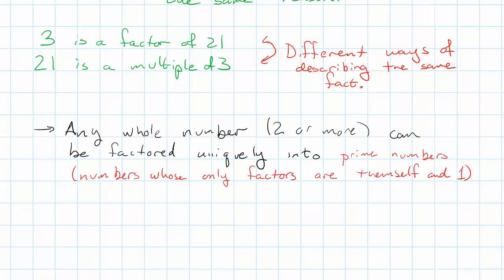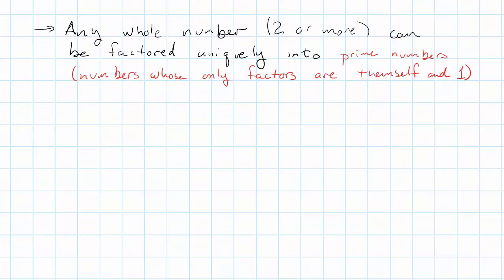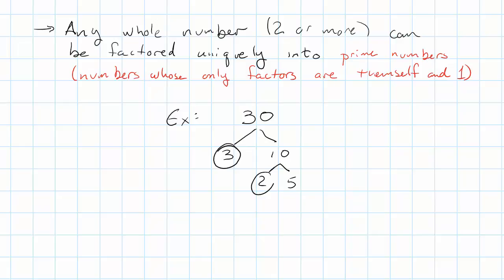A couple of other facts that I want you to recall that you've seen in previous math classes. Any whole number, 2 or more, can be factored uniquely into prime numbers, numbers whose only factors are themselves and 1. There are several ways we can make that happen, but the easiest way is with what's called a factor tree. So let's say I wanted to factor 30 into primes. Well, 30 is 3 times 10. 3 is prime. 10 is 2 times 5. 2 and 5 are prime.